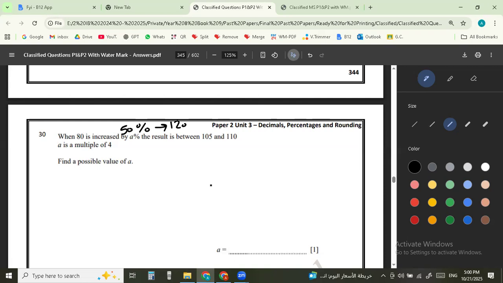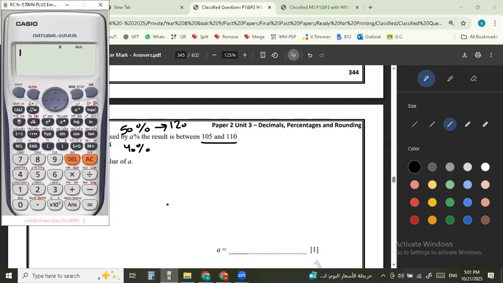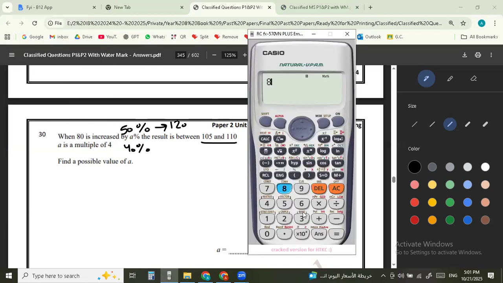So let's try 40% exactly. 40% is actually a multiple of 4, and at the same time, it is going to be less than 120. I'm not sure if it's going to be in the range that they're requesting or not. So let's see 40% increase of 80. It's 80 times the multiplier 1.4, which equals 112 exactly. Okay, that's still not in the range. I need to go down.